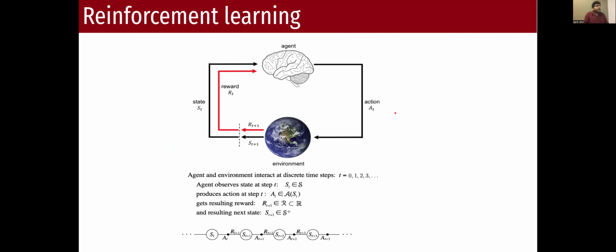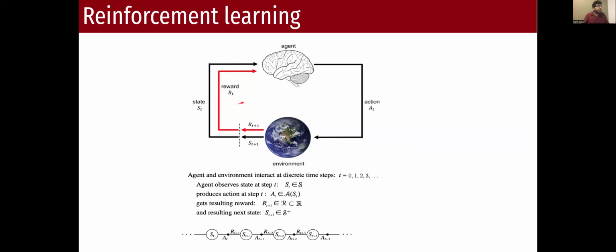I have talked about this figure multiple times. Here we can see we have an agent, the brain, and this is the environment. The agent takes some action, and this action leads to a new state. Here s_{t+1} denotes the state at the next time step, and the agent gets some reward, r_{t+1}.